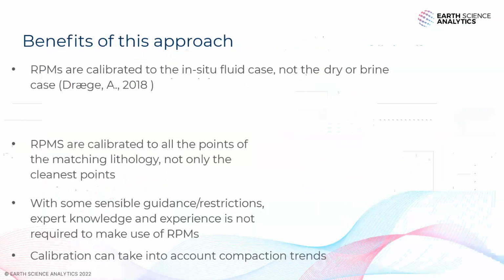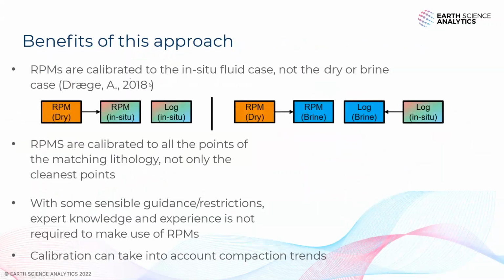So the benefits of this approach. Well, first of all, we calibrate our rock physics models to the in situ case, not the dry or the brine case. And according to Dræge, in his paper in 2018, that is less likely to lead to errors because rock physics model outputs are likely to conform to the Gassmann assumptions, whereas the values in measured logs often are in breach of Gassmann's assumptions. And where they're in breach, the substitution result you get can be wildly off.